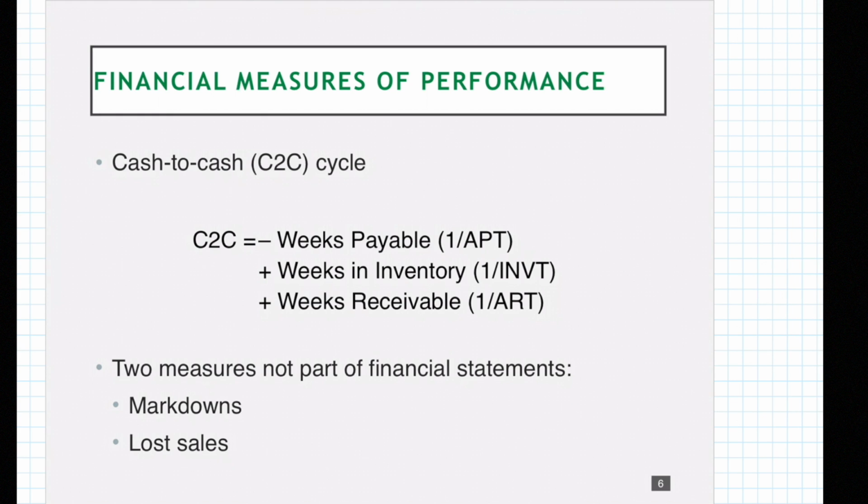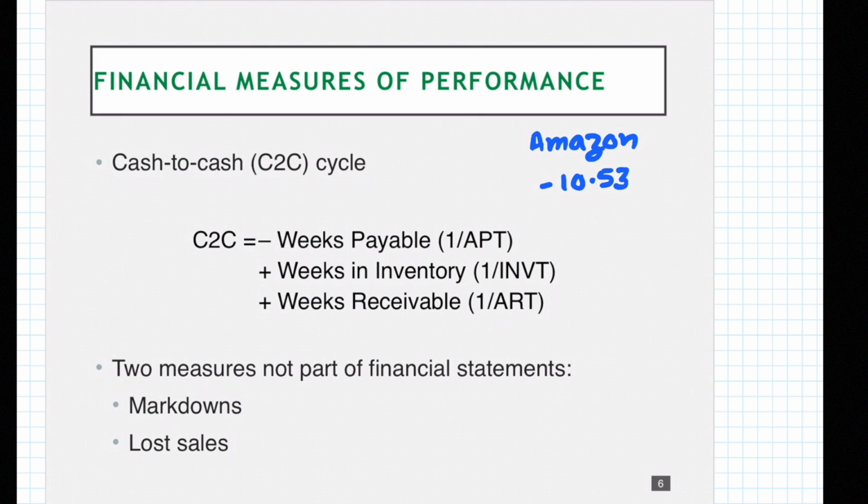Another important financial metric is cash to cash cycle. So if we calculate this for Amazon, we will get negative 10.53. Amazon was able to collect money from the sale of product more than 10 weeks in advance compared to the time they have to pay their suppliers.